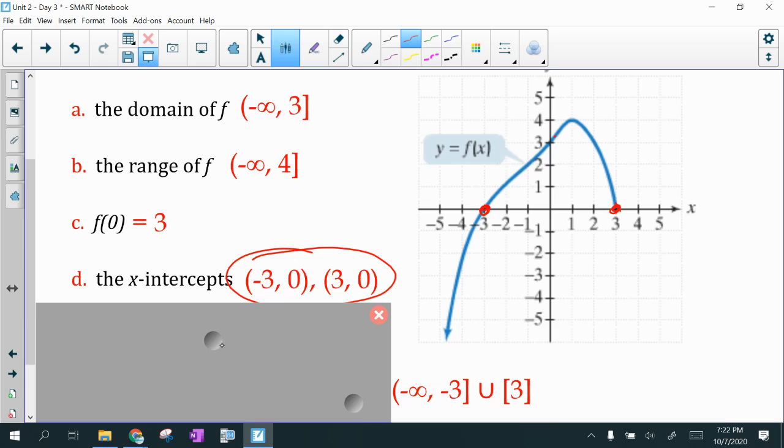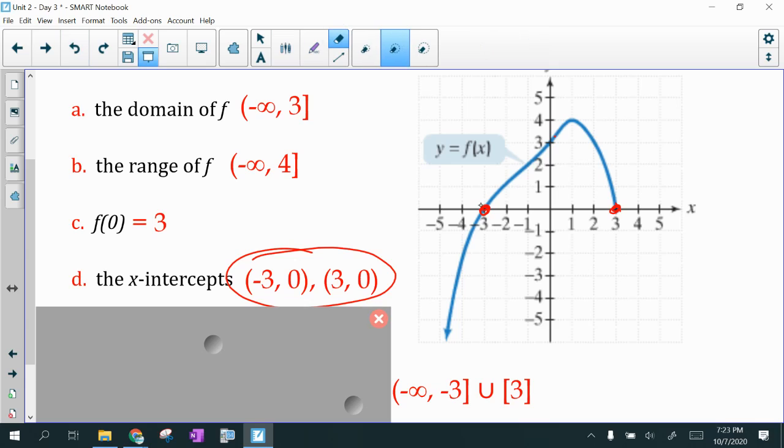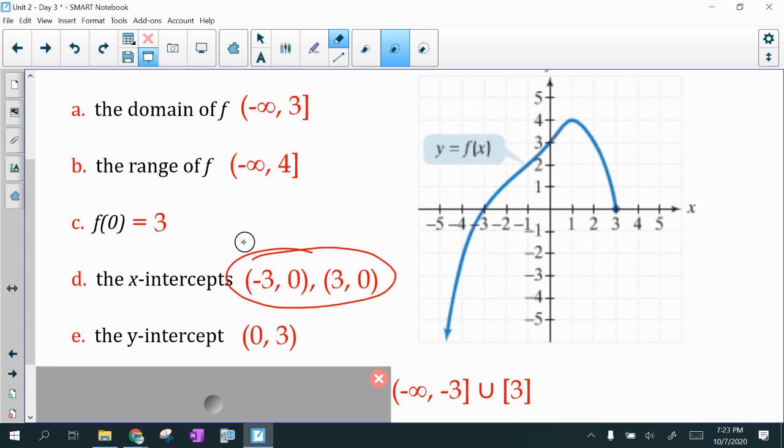And I'm assuming, not surprisingly, the next thing we're going to do is look at our y-intercept. Just like your x-intercepts are going to be where it hits the x-axis, the y-intercept is going to be where it hits the y-axis. So in this case, we're going to say something real simple like, oh, it's going to hit it at (0, 3). Okay, now let's get into the slightly more challenging things.